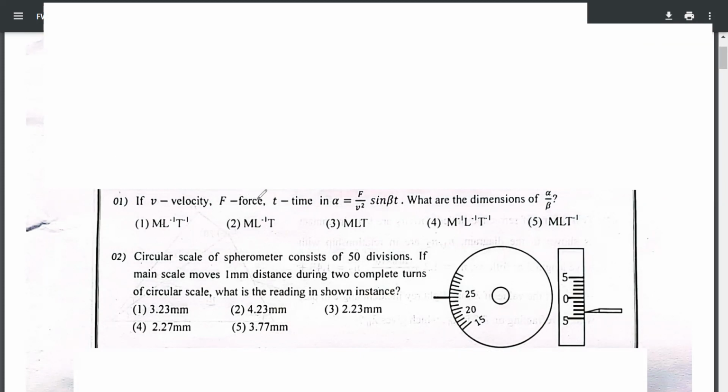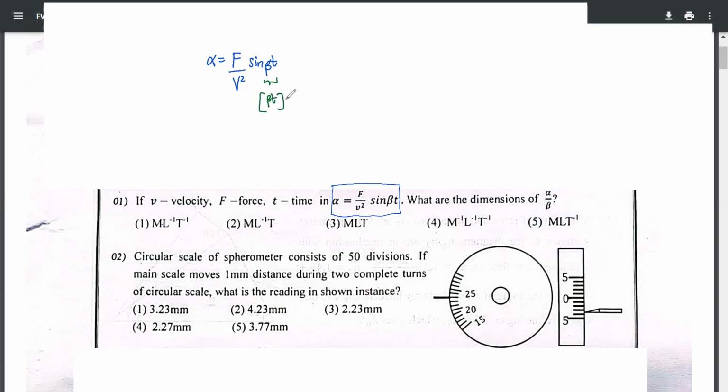If velocity is v, force is f, time is t, in alpha equal f over v squared sine beta t, what are the dimensions of alpha over beta? So this is the main equation we have to focus on, right? The equation is alpha equals f over v squared sine beta t. If that's the case, we can first say who is dimensionless. Whoever is inside sine is dimensionless.